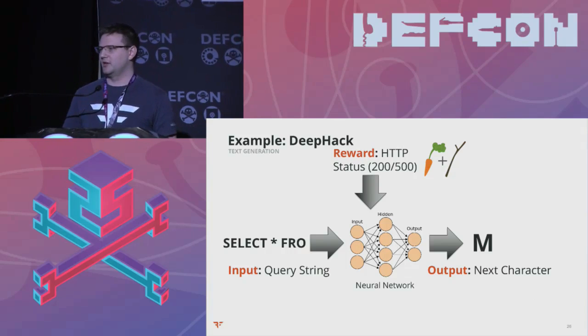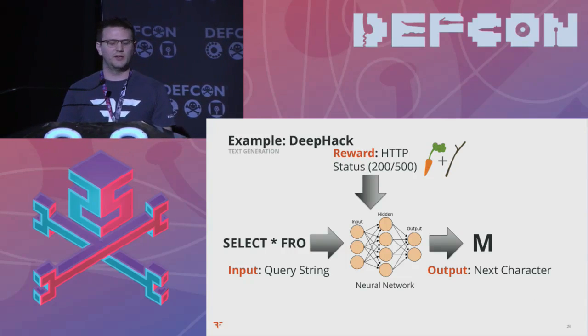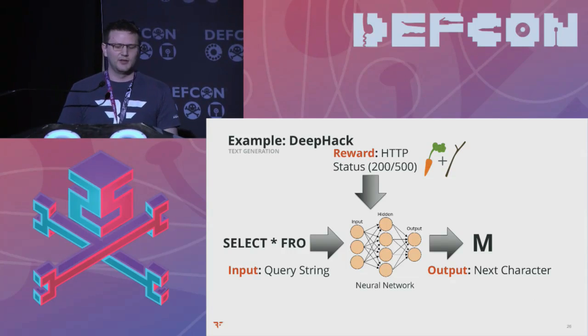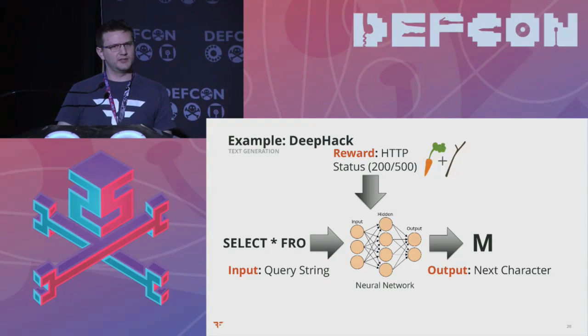So getting back to our example, getting back to DeepHack specifically, it works a little bit like this. This might seem at first like an unintuitive way of formulating the problem, but it's actually a pretty standard construction in terms of text generation. So the input here to the system is an incomplete query string. It's a partial string of text that it's generating. And the output, the thing that it needs to decide, is what is the next character in this sequence.